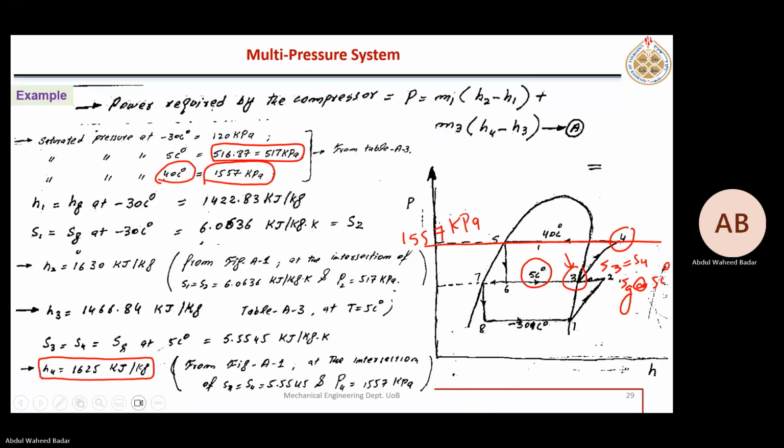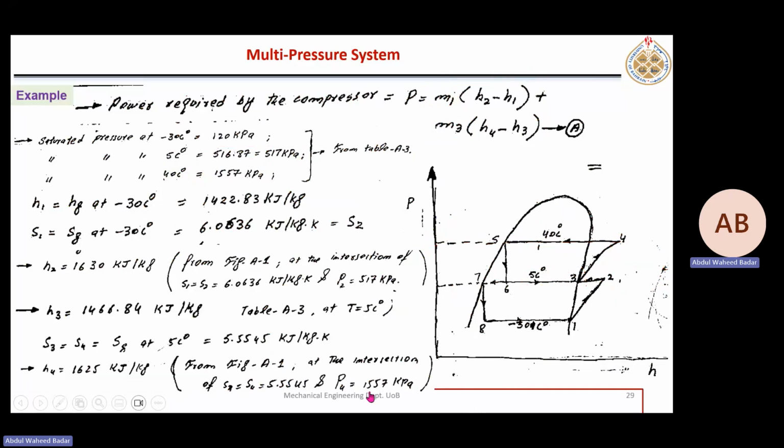Okay, so that's all we need: H1, H2, H3, H4. But now we need to find out m dot 1 and m dot 3. Enthalpies on the compression side we have calculated, but now how to find out m dot 1? m dot 1 is the mass flowing in the low stage compressor here, and here it is m dot 3.